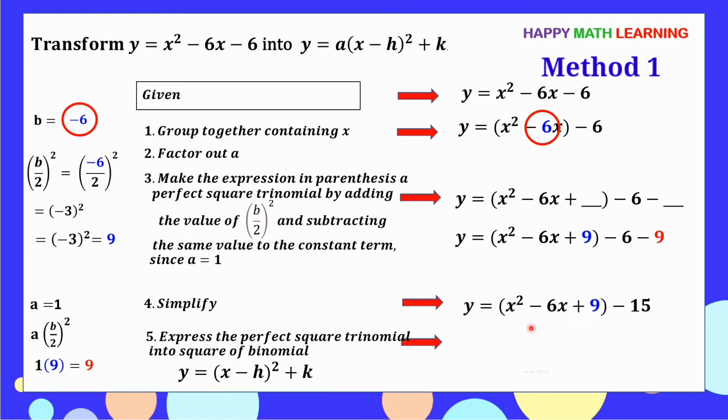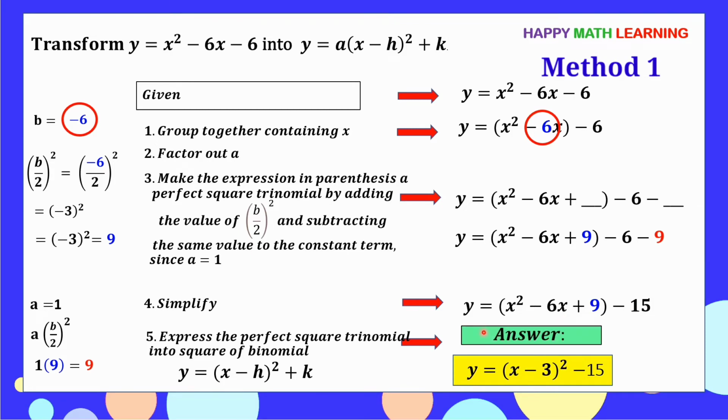To make a square binomial, get the square root of x squared, which equals x. Copy the sign of the middle term. Square root of 9 is 3 and then bring down negative 15. Therefore, the vertex form or standard form is y equals the quantity of x minus 3 squared minus 15.